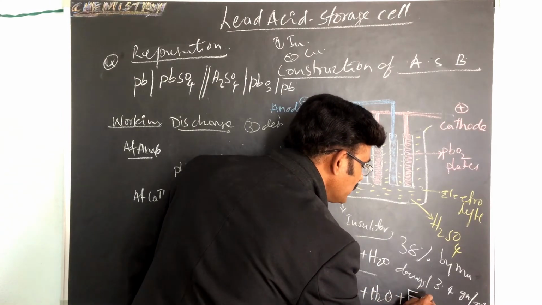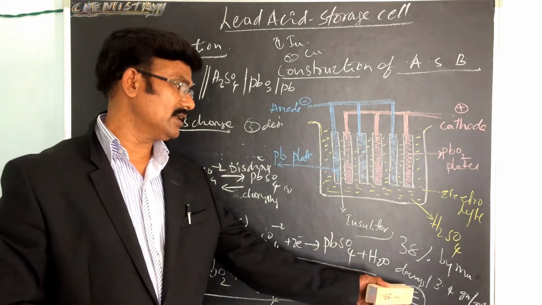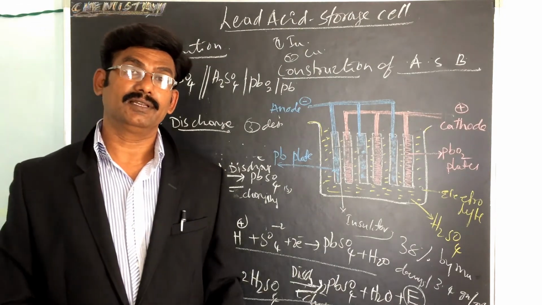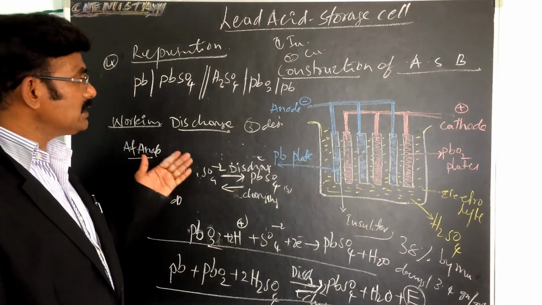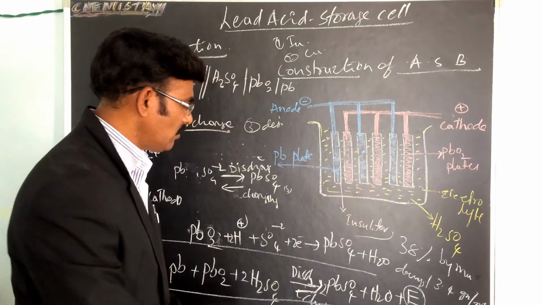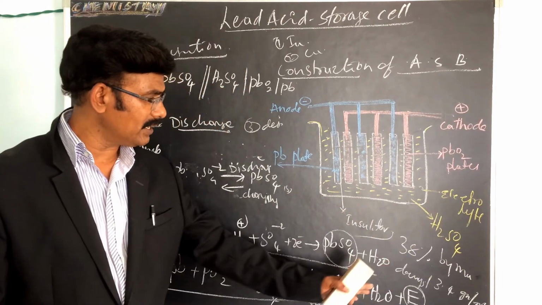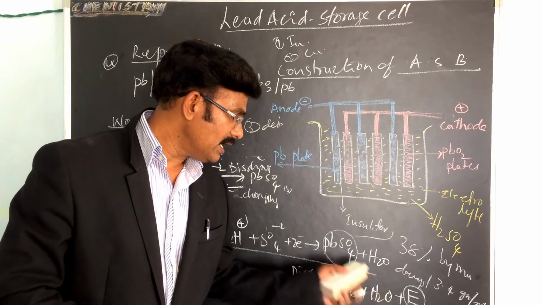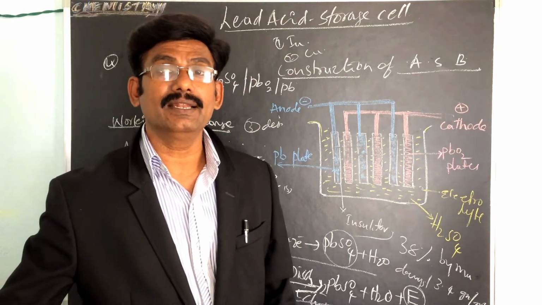The most important thing is the release of energy in the overall reaction. The chemical energy is converted into electrical energy. Working condition means discharging the cell, where lead reacts with sulfuric acid to form PbSO4 and water. So the concentration of sulfuric acid is decreasing, PbSO4 solid precipitate is formed, and energy is released.